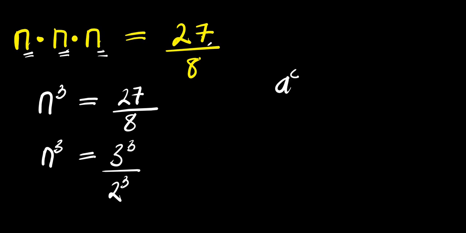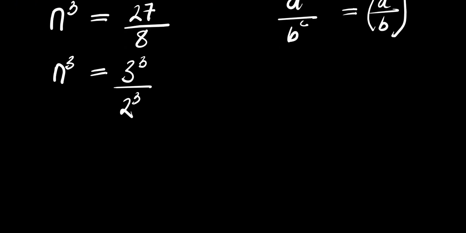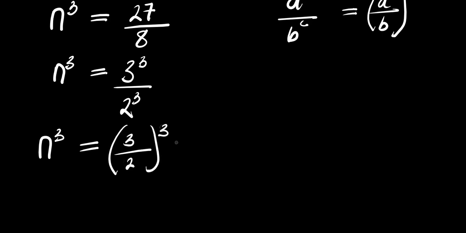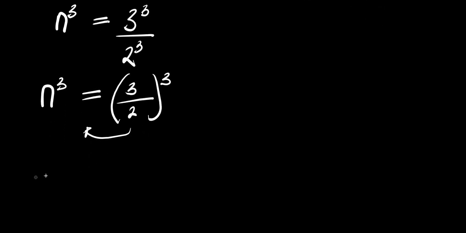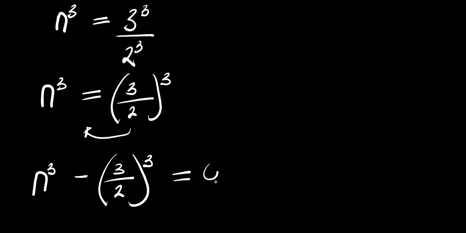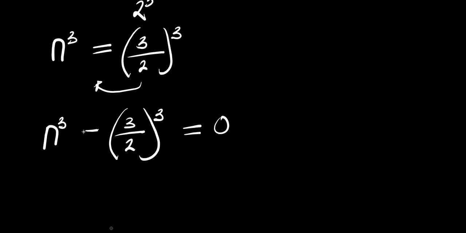Now, if you have a power c divided by b power c, this is a divided by b raised to the power of c. So from there, we have n power 3 equals 3 divided by 2, and this is raised to the power of 3. So we move this over here, solving for n. We have n power 3 minus 3 over 2 raised to the power of 3, and this equals 0.